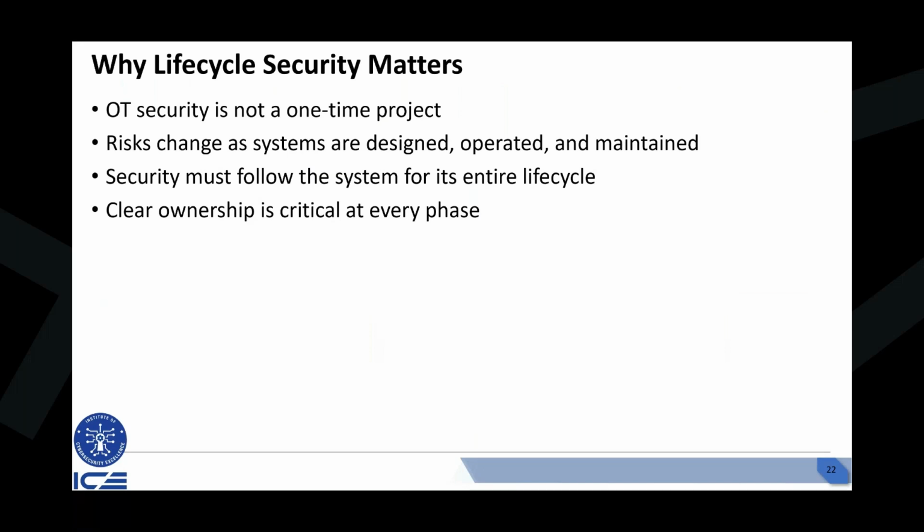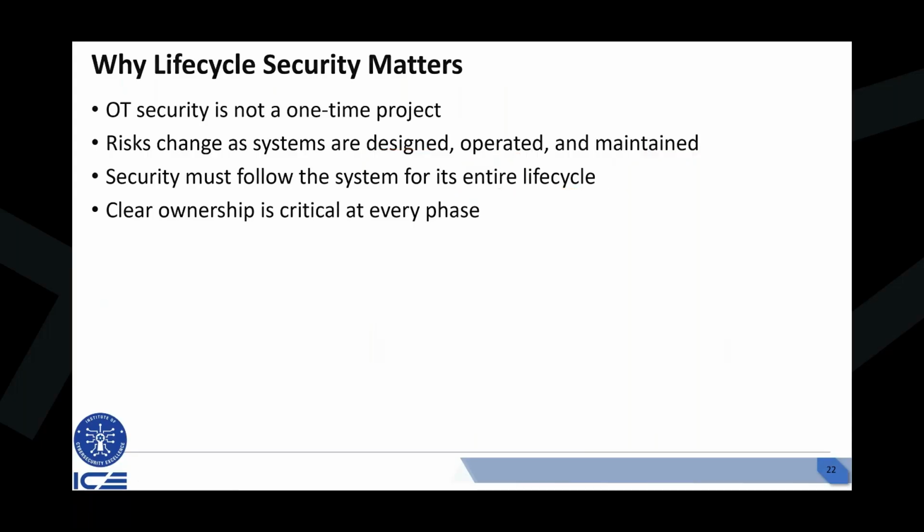Cybersecurity is not a one-time project. You don't do it one time and then say we're done. It's a continuous process where you need to design the system, the securities. You need to operate the security mechanisms as well. You need to maintain it. And security must follow the system for the entire life cycle.